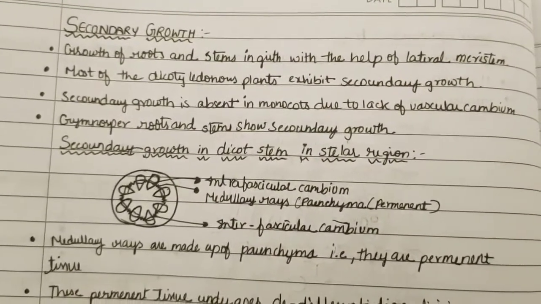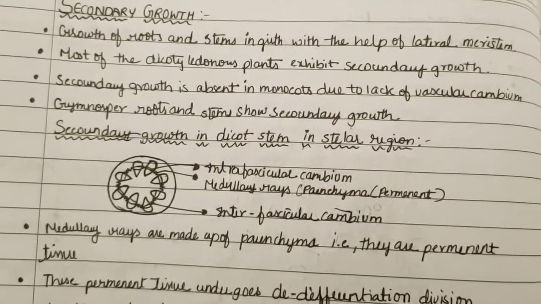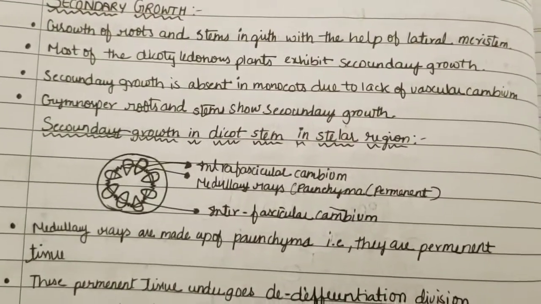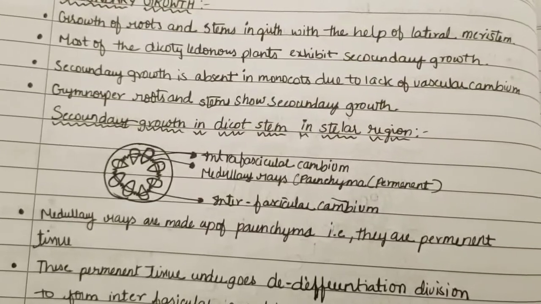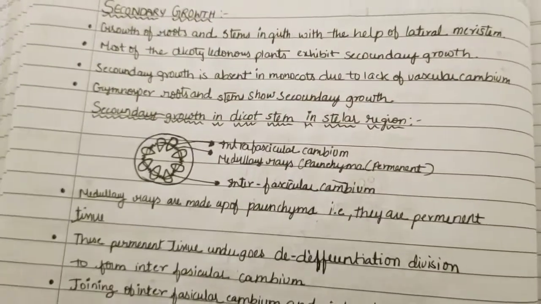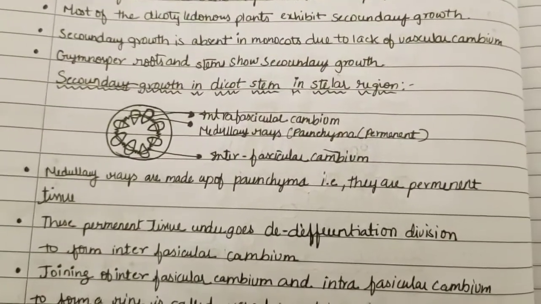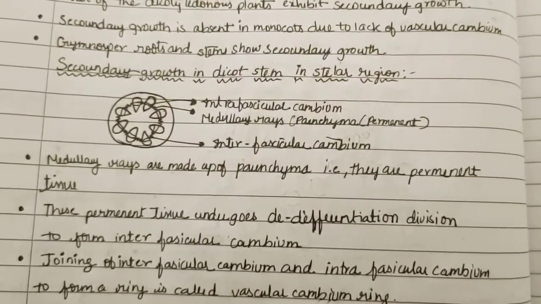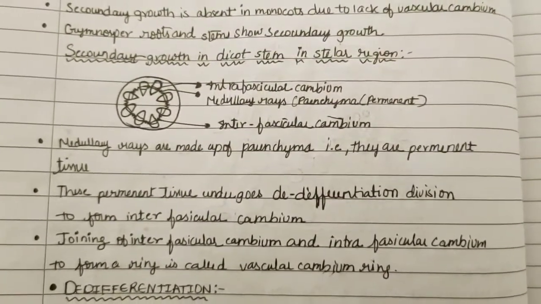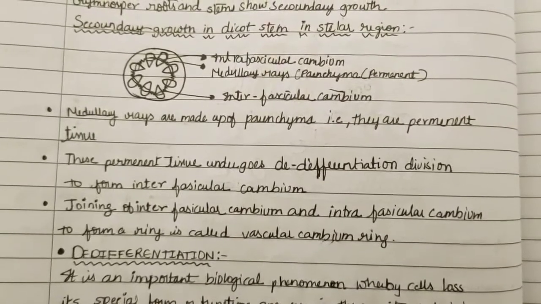Now let us discuss secondary growth. Growth of roots and stem in girth with the help of lateral meristem is known as secondary growth. Most of the dicotyledonous plants exhibit secondary growth. Secondary growth is absent in monocots due to lack of vascular cambium. Gymnosperm roots and stems show secondary growth.